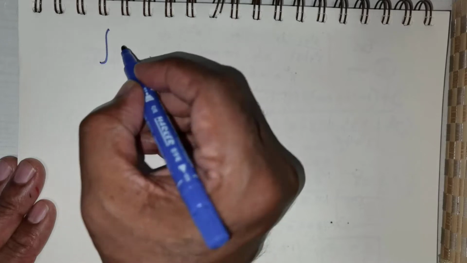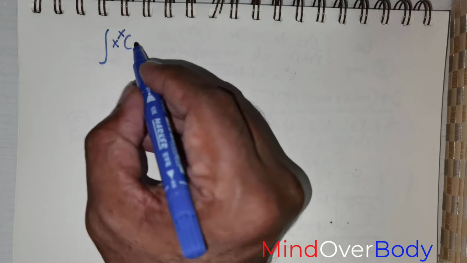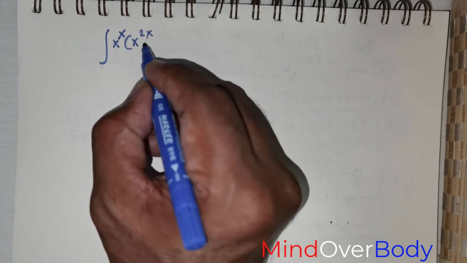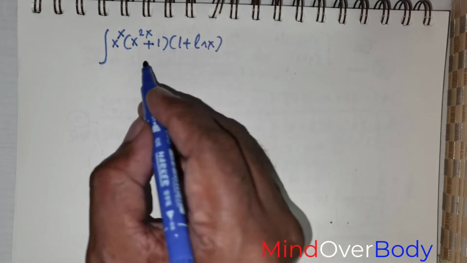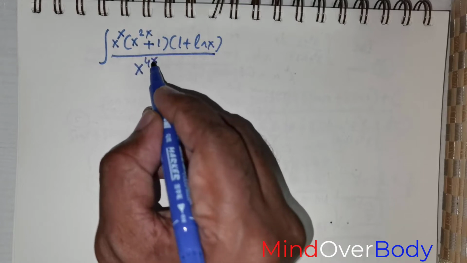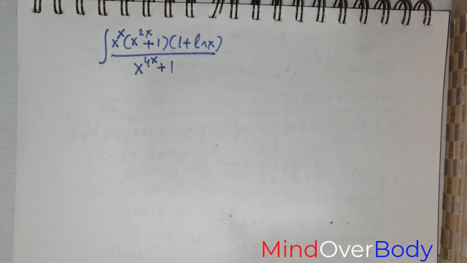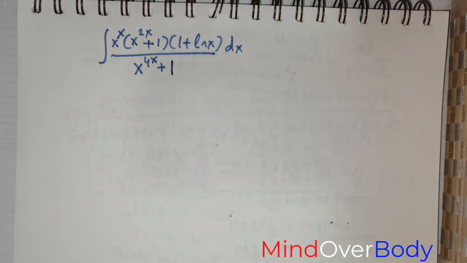This is a beautiful question. We've been expected to integrate x^x times x^(2x) + 1 over x^(4x) + 1, and that has to be multiplied with the differential operator dx. Now, the very first glance at this question would really take most students by surprise.